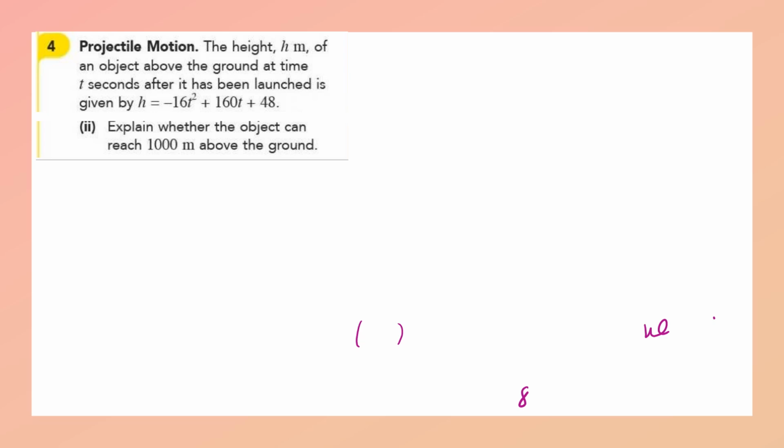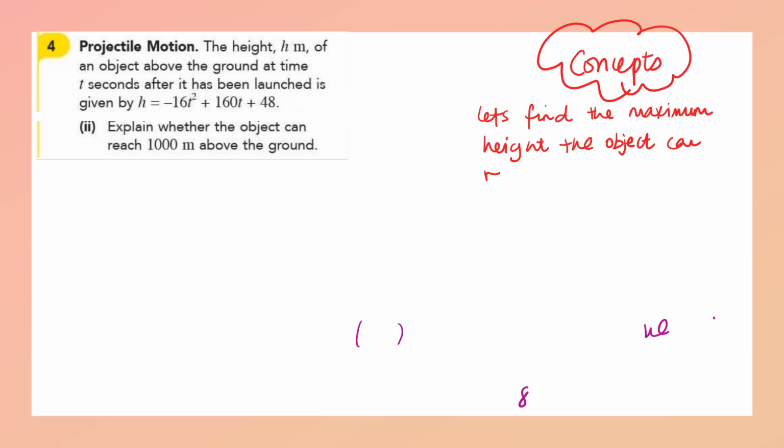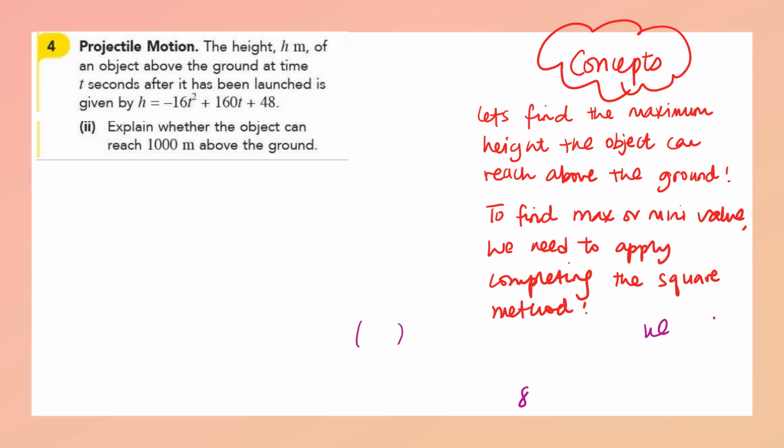Right, so for part 2, it's slightly more challenging because you need to explain whether the object can reach 1,000 meters above the ground. Right, so the concept involved here is, if you're talking about whether it can reach 1,000 meters, that means we're talking about the maximum height the object can reach above the ground.